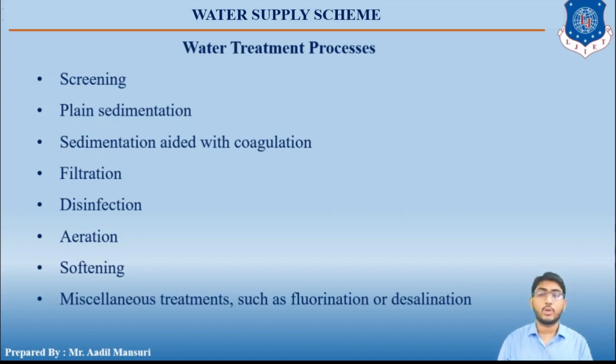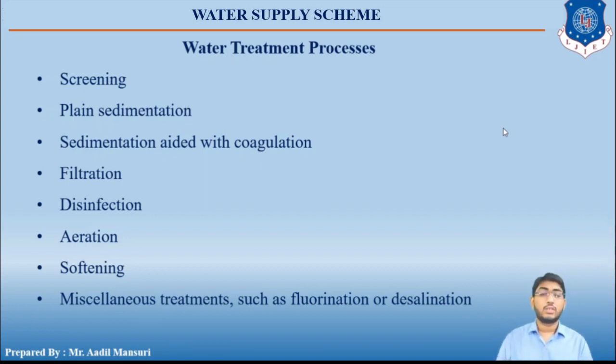There are various processes for removal of hardness. Next is chlorination or disinfection, in which pathogenic organisms are removed. The type or degree of treatment to be given to the raw water will depend upon the nature of the water or the source of the water.